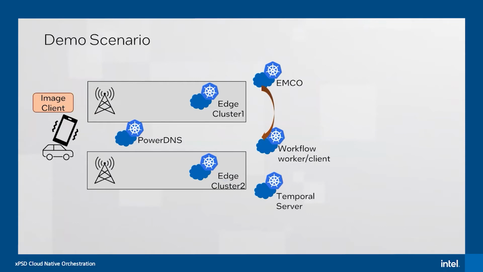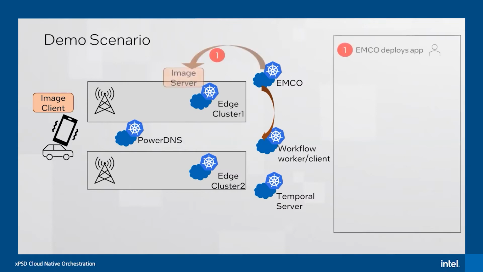The demo scenario involves two geographically distributed edge clusters, plus several other components residing in various Kubernetes clusters, including MCO, the workflow components, and the temporal server. The mobile UE is running in a client which fetches images from an image server. The Power DNS resolves the name lookups from the image client. At the start of the demo, all these components are up and running. The workflow components may have been deployed by MCO itself.